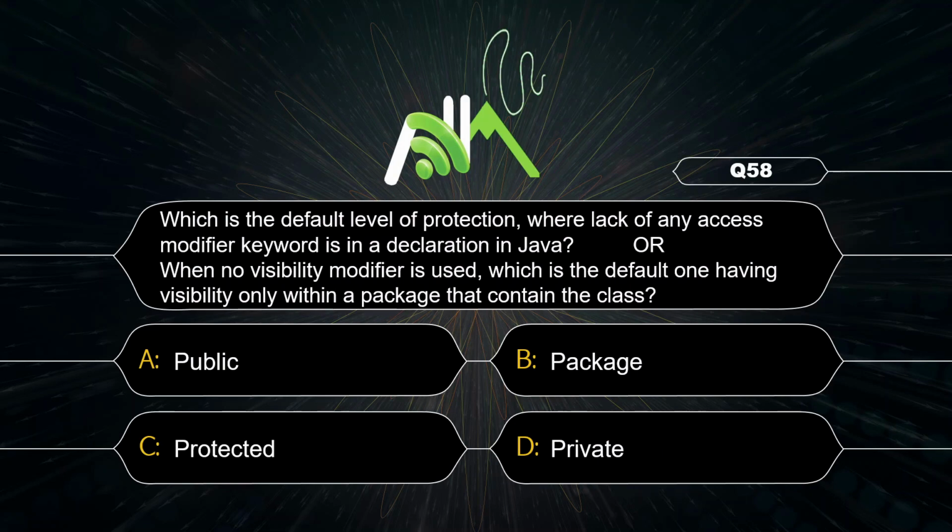When no visibility modifier is used, what is the default modifier, or what is the default level of protection? That is package, option B.